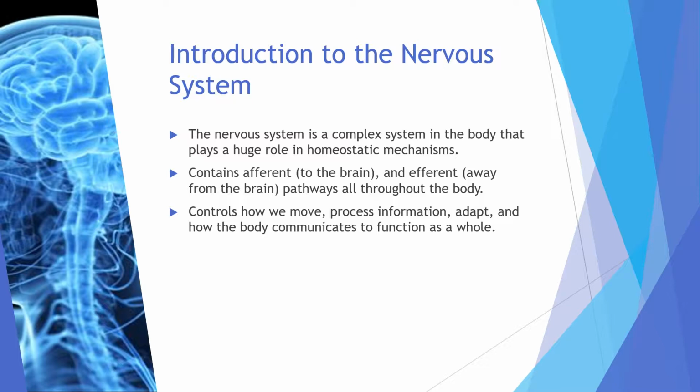Introduction to the nervous system. The nervous system is a very complex system in the body which plays a huge role in homeostatic mechanisms, including regulating heart rate, respirations, and body temperature. It coordinates actions by sending and receiving messages throughout the body. Overall, it allows adaptation to the internal and external environment.